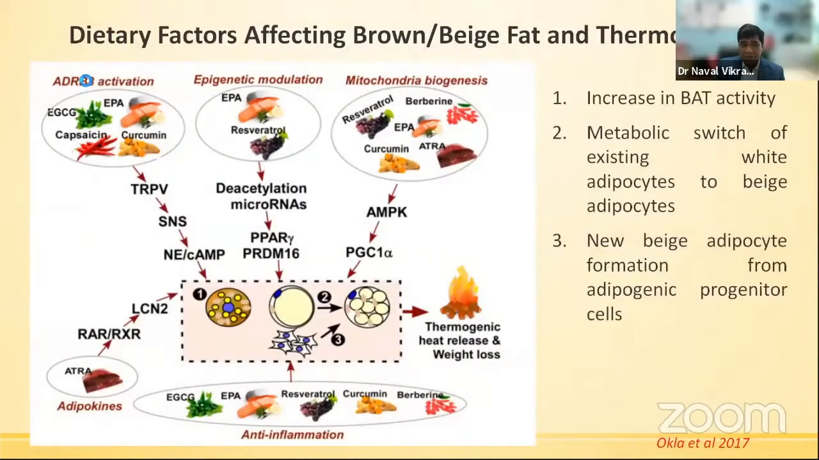Here are a few more. These are a few nutritional factors: capsaicin, curcumin. They act via adrenergic beta-3 activation. These act by epigenetic modulation, increase in the mitochondrial biogenesis. So all this leads to change of the white adipocyte into the brown or beige adipocyte. So these increase fat activity. They induce a metabolic switch of existing white adipocytes, as well as they lead to new beige adipocyte formation.